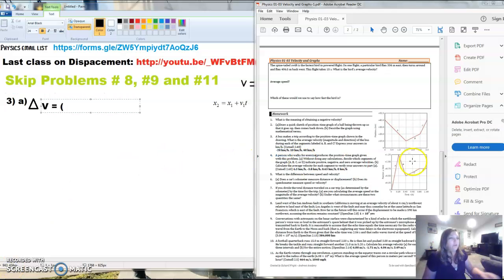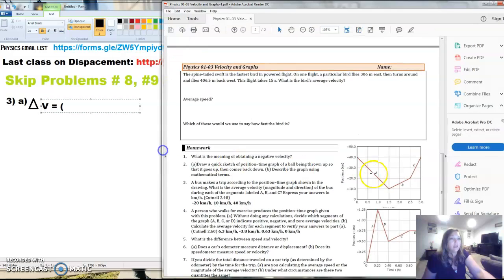Alright, so number 3, we're going to look at A. A says we're looking at segment A of our graph. Okay, the first thing is simply going to be calculating displacement.